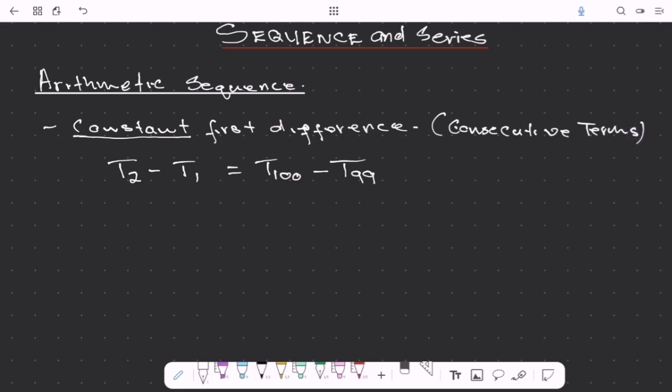So what does consecutive terms mean? This means that the terms are arranged in a successive manner, meaning they are arranged in such a way that they follow each other, as in T1, T2, T3. These are consecutive to each other because they are following each other. You understand? All right, let's go on.